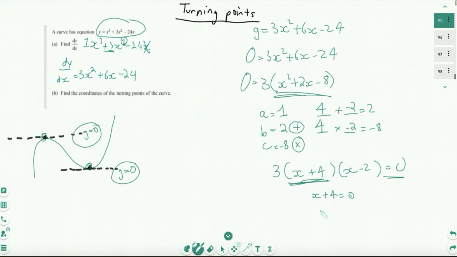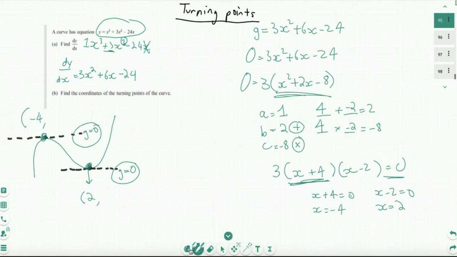What plus 4 is 0? Well, x must be negative 4. And then we'll do the second bracket. x minus 2 equals 0. What minus 2 is 0? Well, x must be 2. So we know the x coordinate of this point here is going to be 2, and this x coordinate is going to be negative 4.